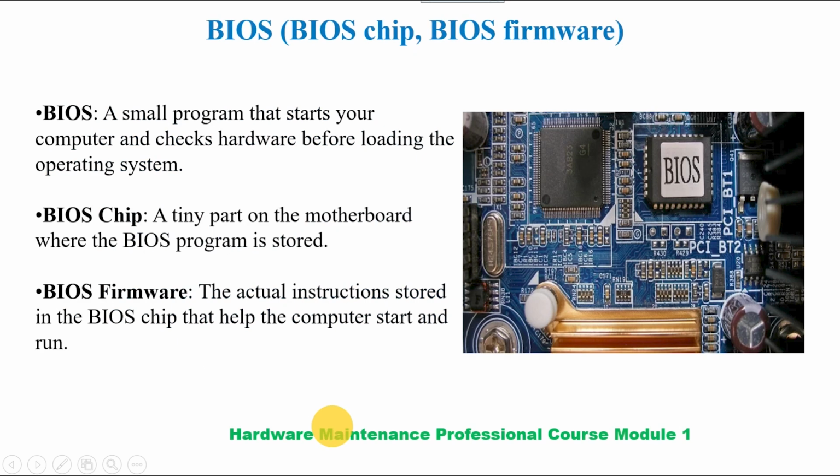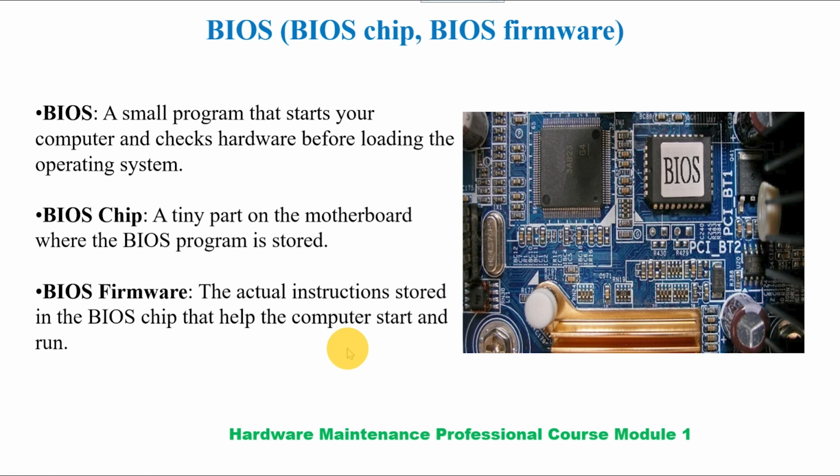Then BIOS. We have the BIOS chip and the BIOS firmware. A BIOS is a small program that starts your computer and checks hardware before loading the operating system. The BIOS chip is a tiny part of the motherboard where the BIOS program is stored. Then the BIOS firmware is the instructions stored in the BIOS chip that help the computer start and run.